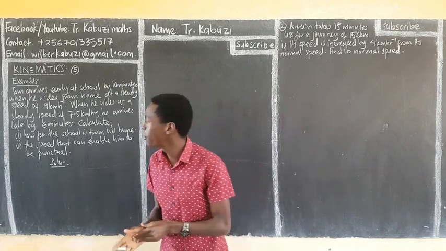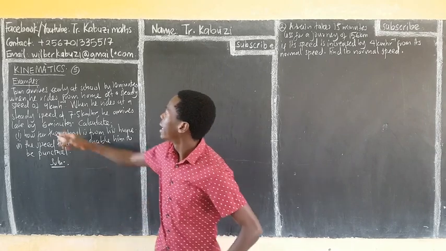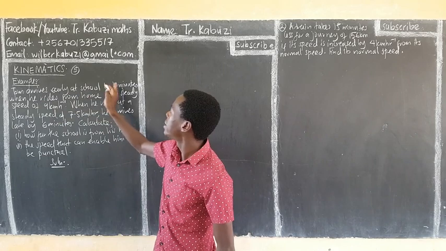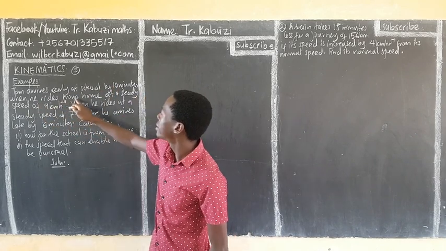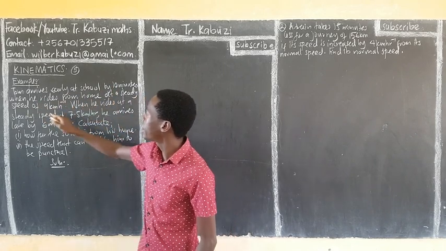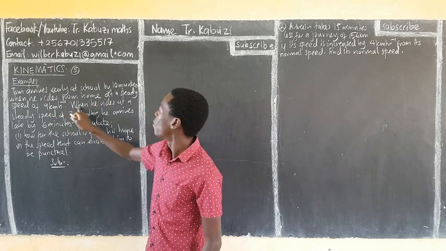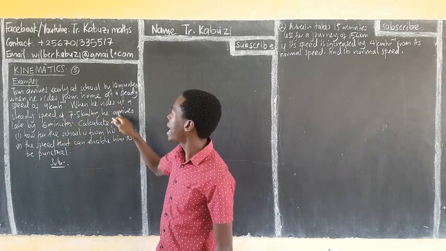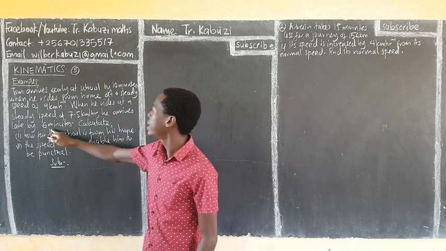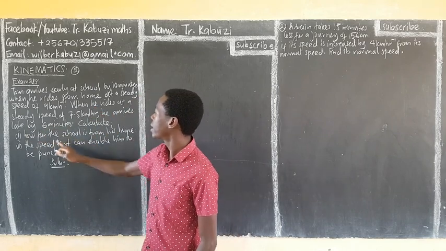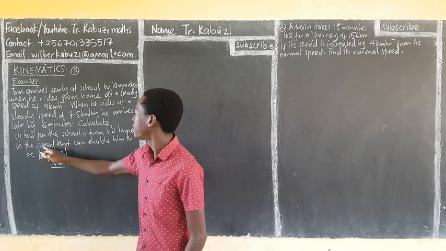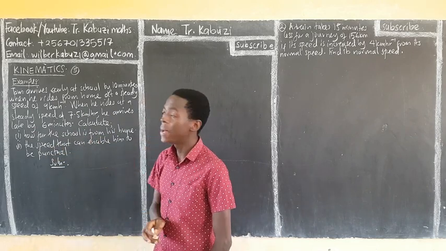Okay, let us start with reading through the question. Tom arrives early at school by 10 minutes when he rides from home at a steady speed of 9 kilometers per hour. When he rides at a steady speed of 7.5, he arrives late by 6 minutes. Calculate how far the school is from his home and the speed that can enable him to be punctual.